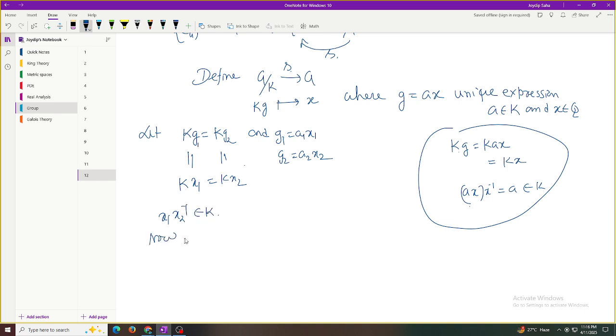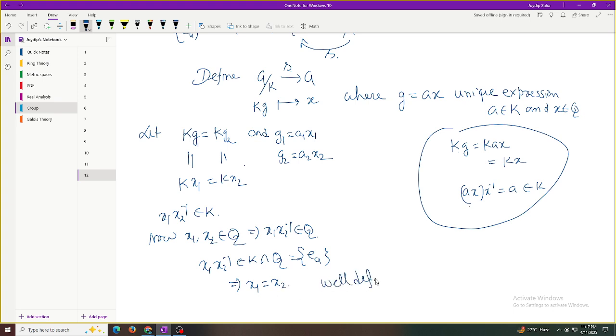Now x1, x2 belong to Q. This implies x1 x2 inverse belongs to Q also. So x1 x2 inverse belongs to K intersection Q, that is the identity. This implies x1 equals x2. So it is well defined. This implies S is well defined.